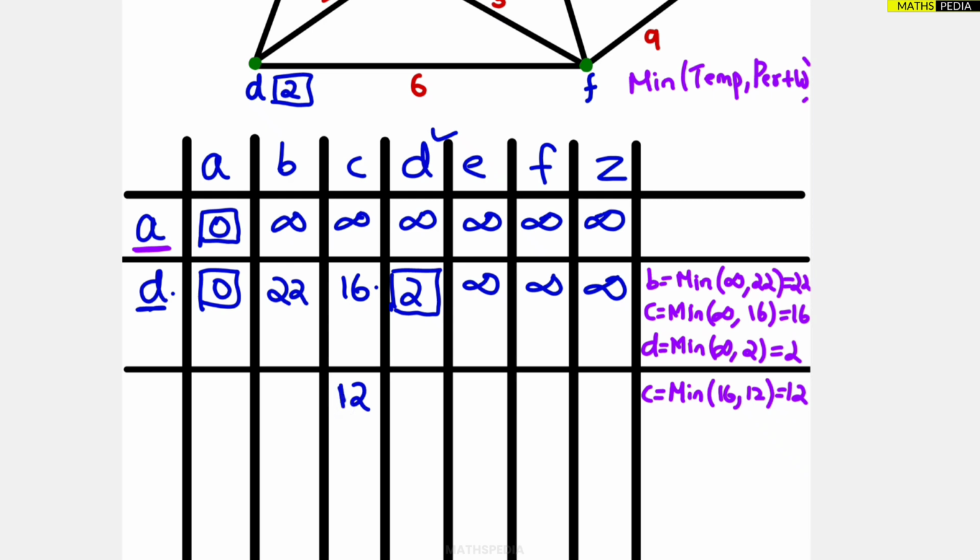Now we have to do the calculation for F also. So F is equal to the minimum value of the temporary variable. Now which is the temporary variable of F? F temporary variable is nothing but infinite. Okay. Done. Permanent, as I said, with respect to D we are calculating, it is 2, plus the weight between D and F, it is 6. So 6 plus 2 is what? 8. So the minimum value between infinite and 8 is 8. So the new value for F is 8. Rest all values, just copy paste.